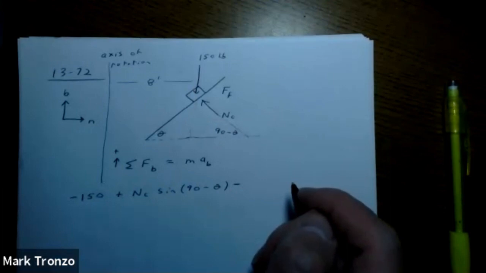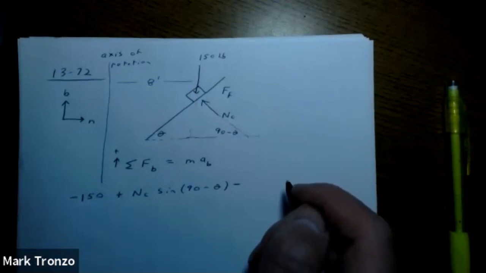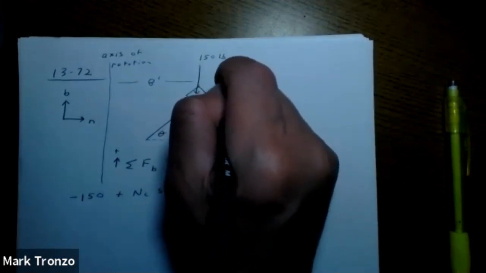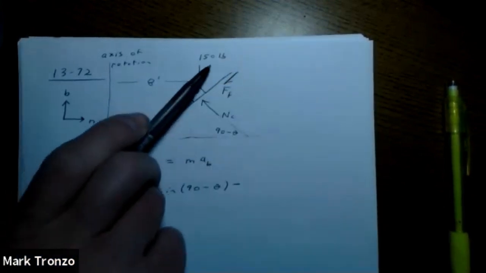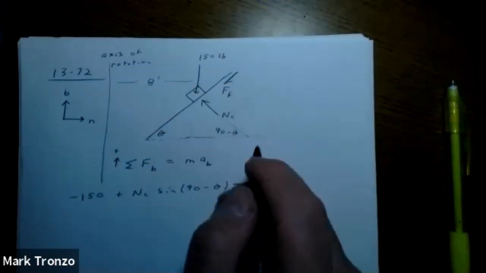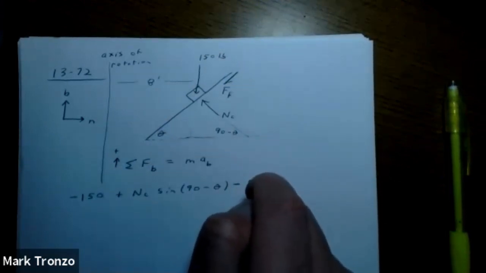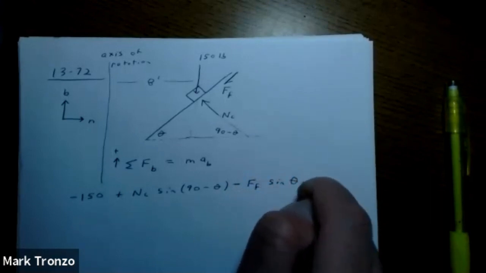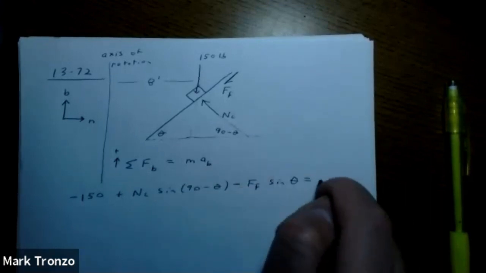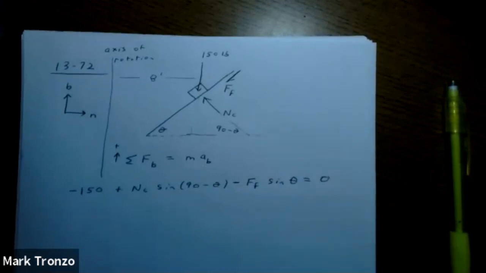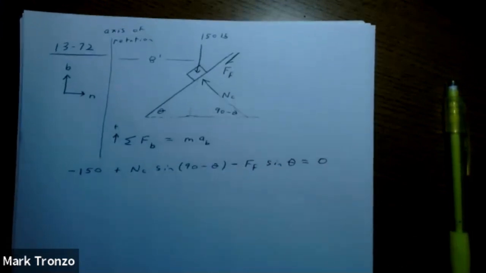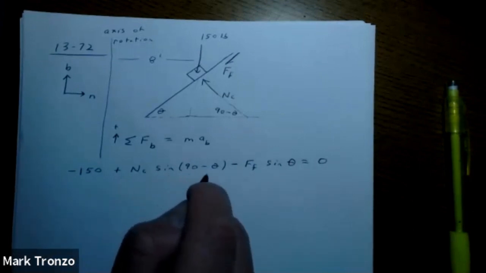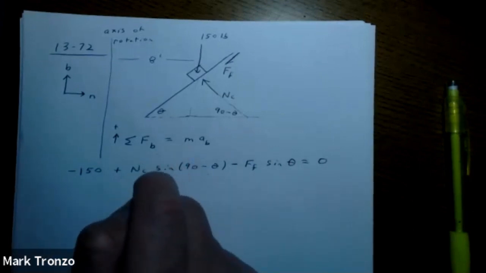And the friction force, I think the friction force is working downward. So in other words, he's going to try to slip off in this direction, so the friction force is going to work in this direction. Sine theta, and again, the acceleration is 0. And one thing to note here is that the sine of 90 minus theta is going to be the same thing as cosine of theta.